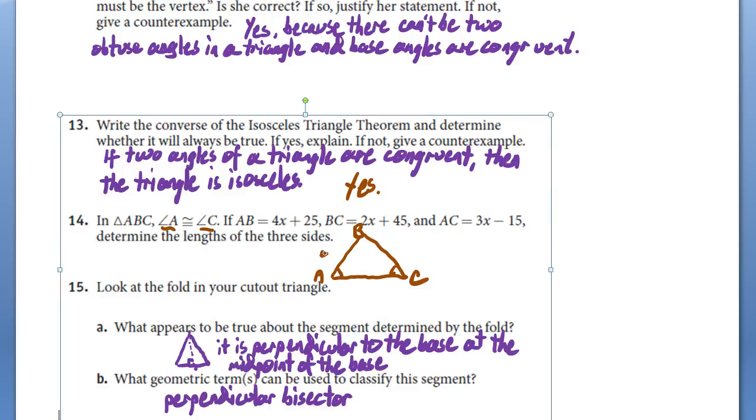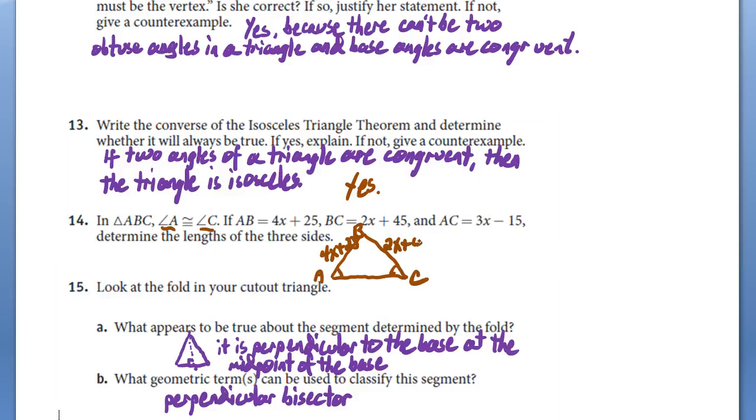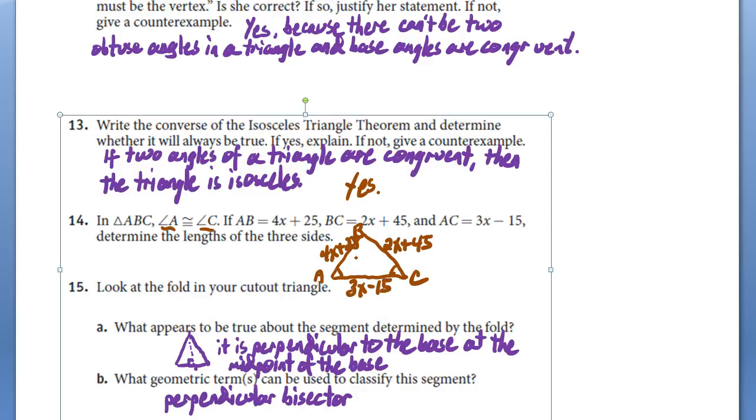AB is 4x plus 25. BC is 2x plus 45. And AC is 3x minus 15. This is an isosceles triangle, so this leg is congruent to this leg. These algebra expressions are equal to each other. And that's how we get an equation.